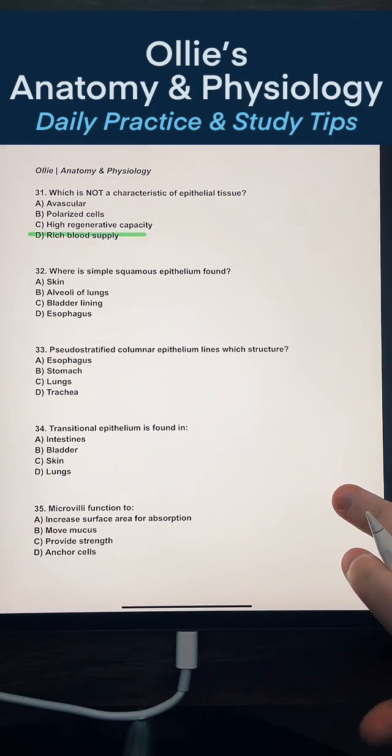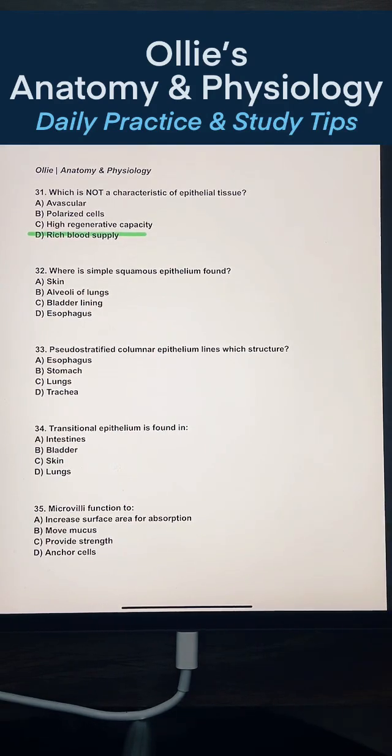Number 32. Where is simple squamous epithelium found? A, B, C, or D? What do you guys think for that one? A, B, C, or D? Where is it found? A, B, C, or D?